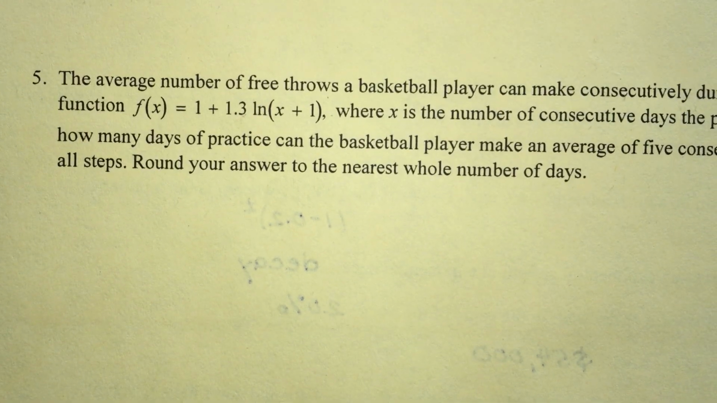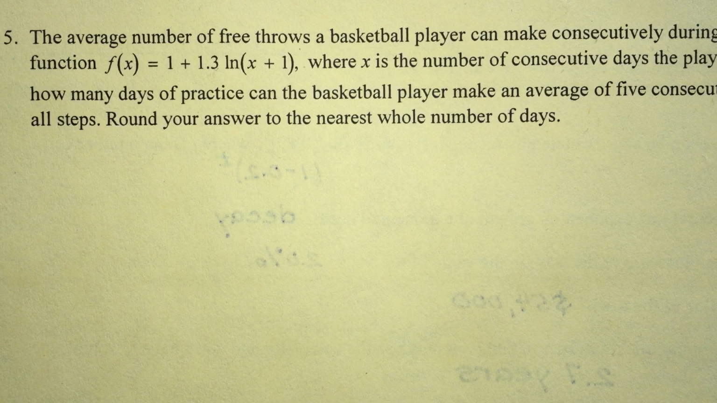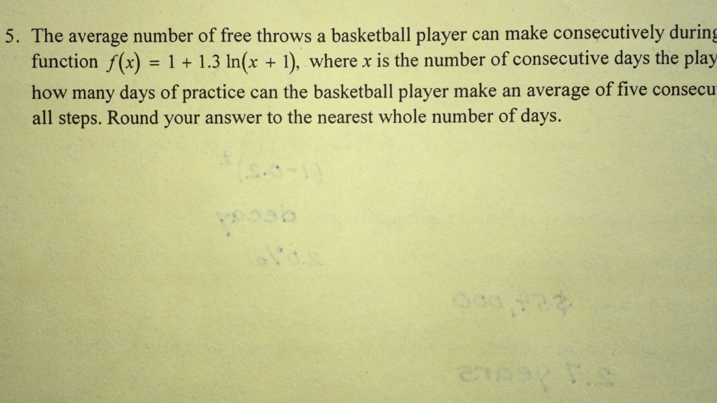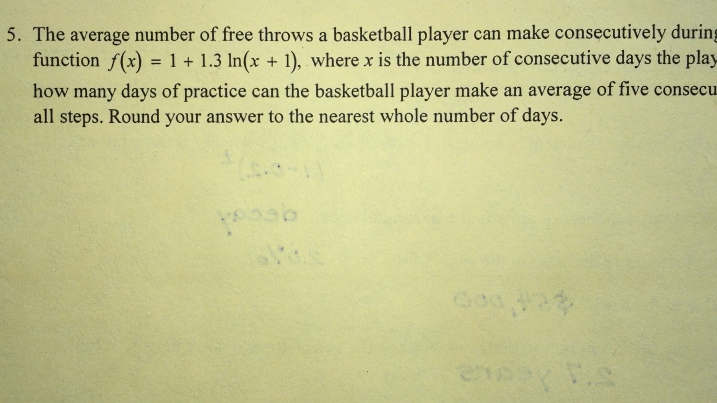On the back side, we have the average number of free throws a basketball player can consecutively make during practice is modeled by the function f of x equals 1 plus 1.3 times the natural log of x plus 1, where x is the number of consecutive days the player has practiced for 1 hour. After how many days of practice can the basketball player make an average of 5 consecutive free throws? Solve and show all your steps and round it to the nearest whole number of days.